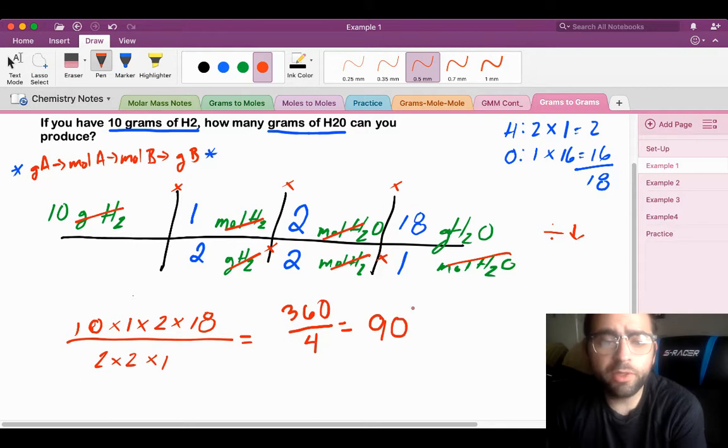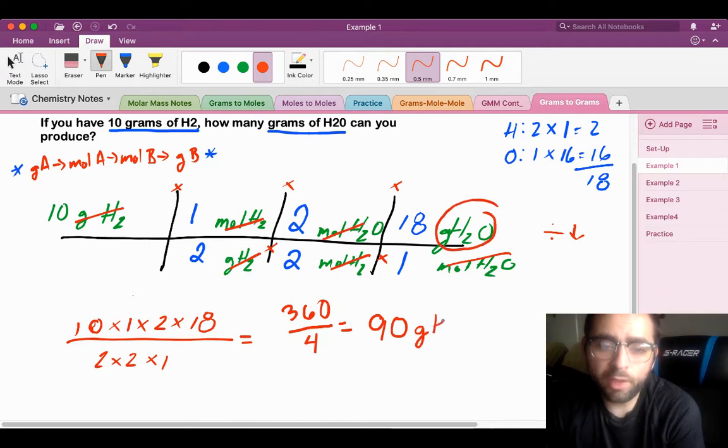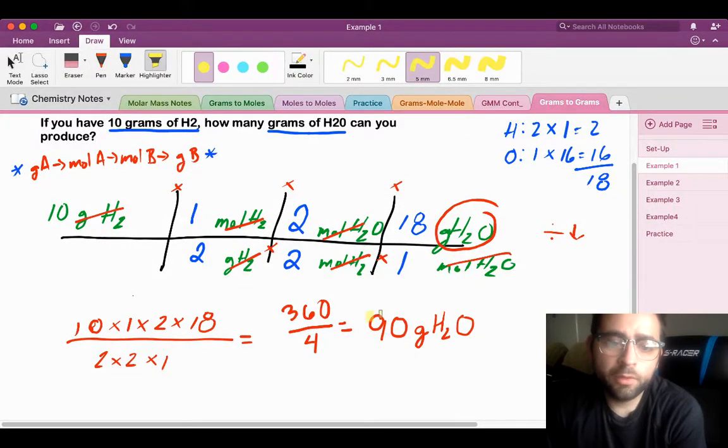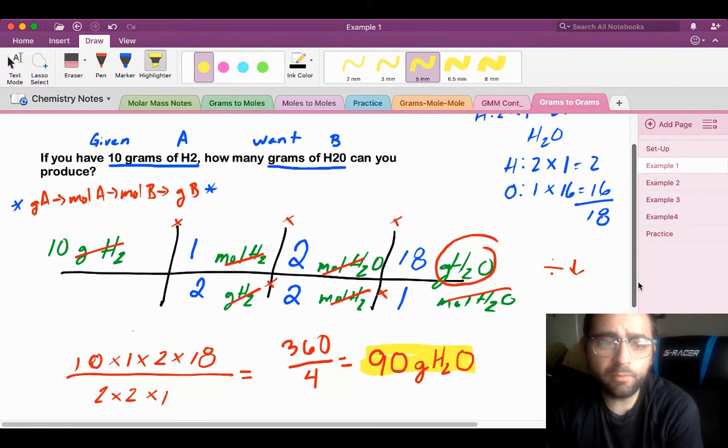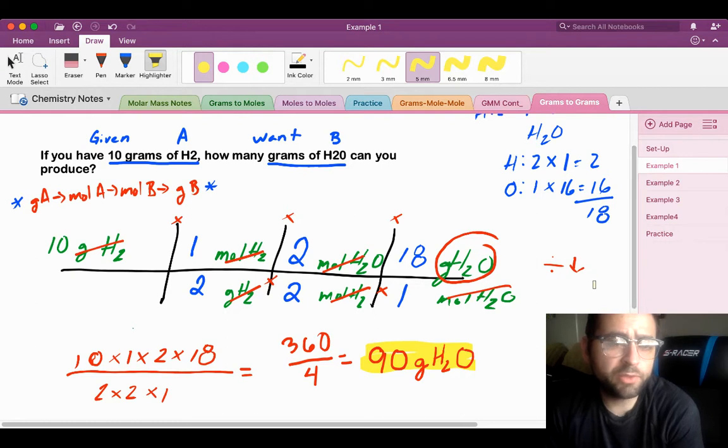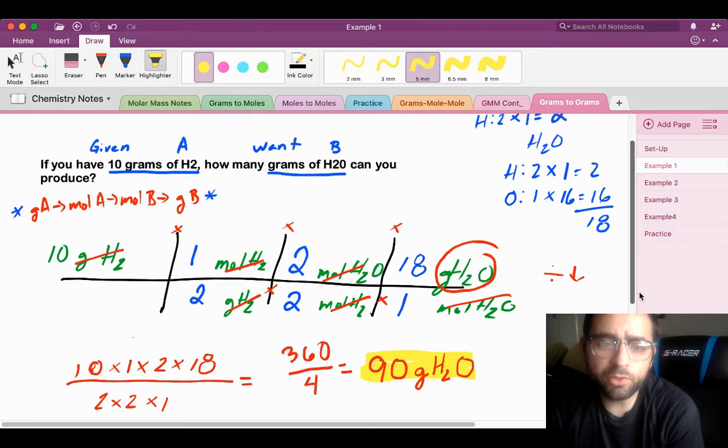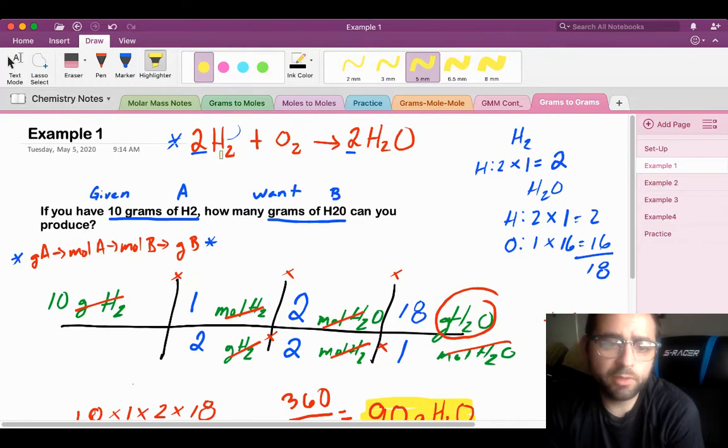So 360 divided by 4 gives me 90. But don't forget, we still need to write the unit. So 90 what? The only one that didn't cancel was gram of H2O. And that's our answer right there. So if I have 10 grams of H2, I end with 90 grams of H2O. So 10 grams of this gives me 90 grams of this.